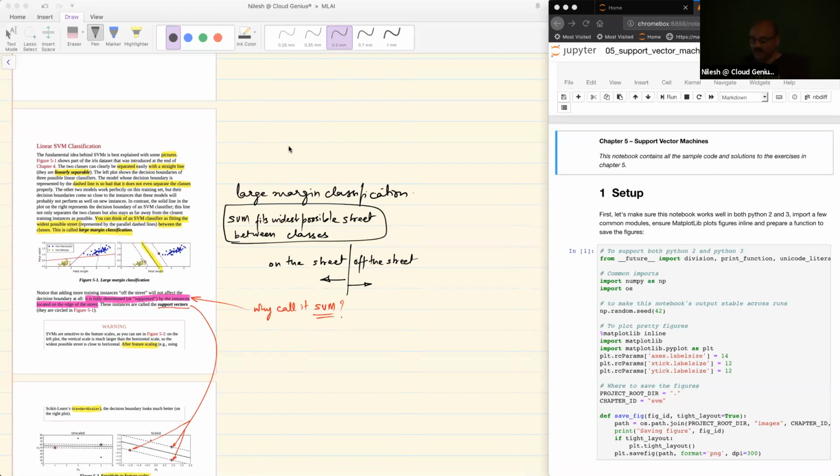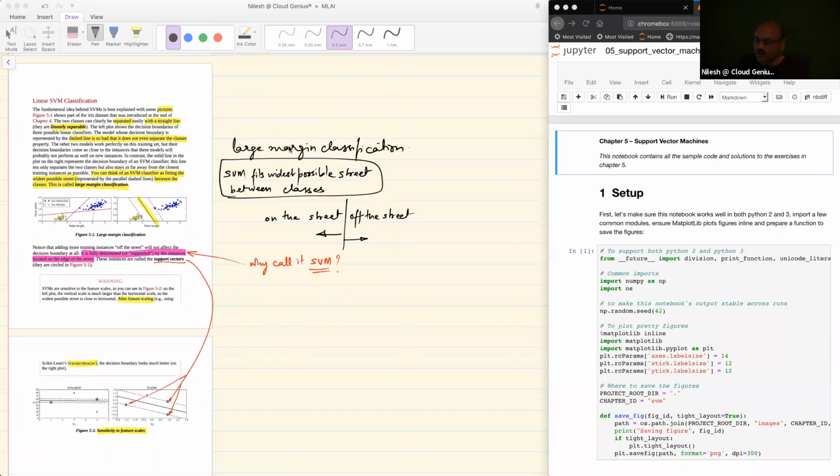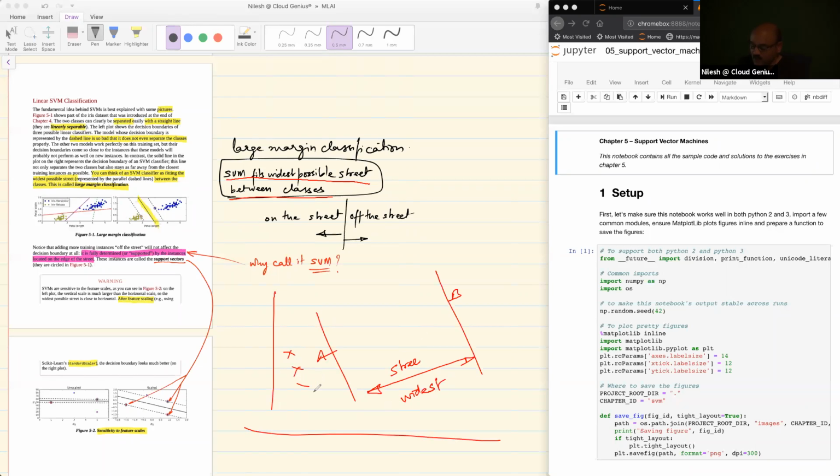And in that classification method, the way support vector machines basically work is to think about finding the widest possible street between classes. So you have class A, class B, and you find the widest possible street. That's the street width, the widest street that I can get to. And I have my data points. Some of them are here, and the other ones are here.